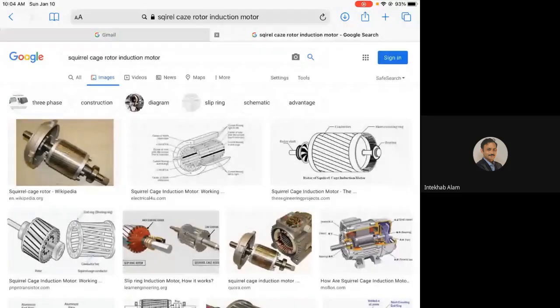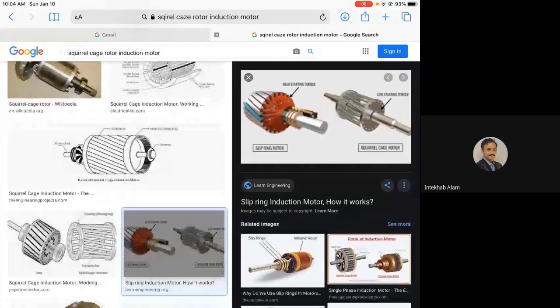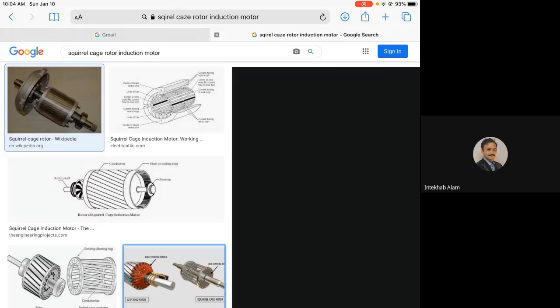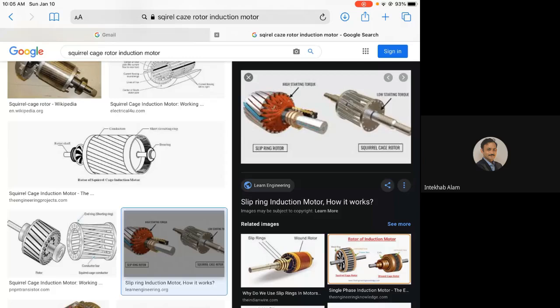Okay. This is the squirrel cage. You can see the difference between a slip ring rotor and a squirrel cage. Here there is a picture. Can you see it? Yes, sir. This is a squirrel cage. It's a very common picture with us. You can see it everywhere. But this is the slip ring rotor.